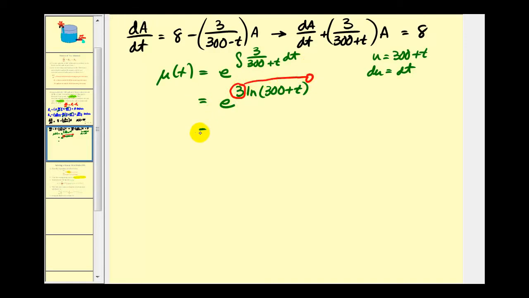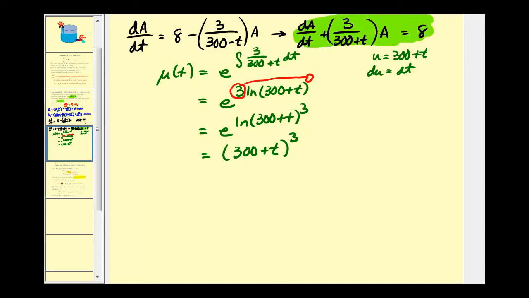So now we have e raised to the power of natural log times the quantity 300 plus t to the third. This simplifies very nicely because we have base e here, and this is natural log or log base e. So our integrating factor is just the quantity 300 plus t raised to the third. Now we'll take this form of our differential equation and multiply everything by our integrating factor.